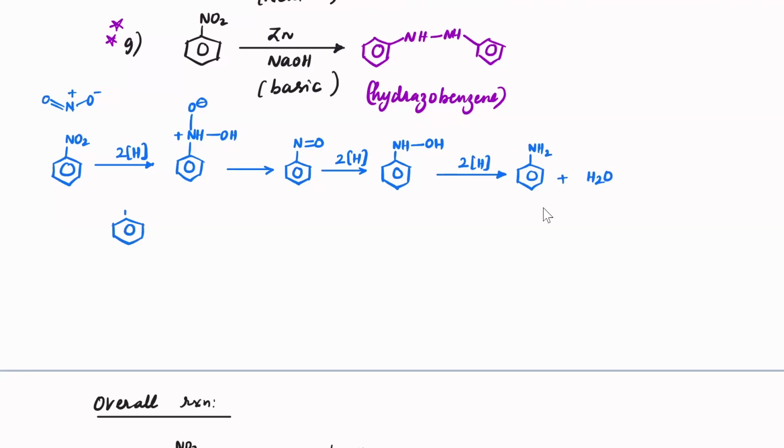Which clearly suggests that if I want to reduce nitro to aniline, we would require six nascent hydrogens. Six nascent hydrogens is nothing but six electrons, which means for reduction of nitro to aniline, we require six electrons. Got it? So while solving questions also, we need to remember how much the oxidation state differs, or the difference in electrons between the oxidized part and the reduced part.